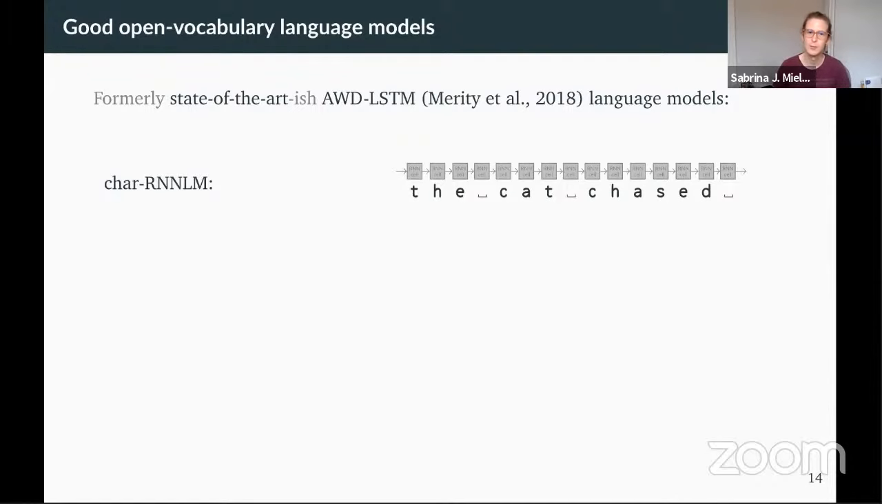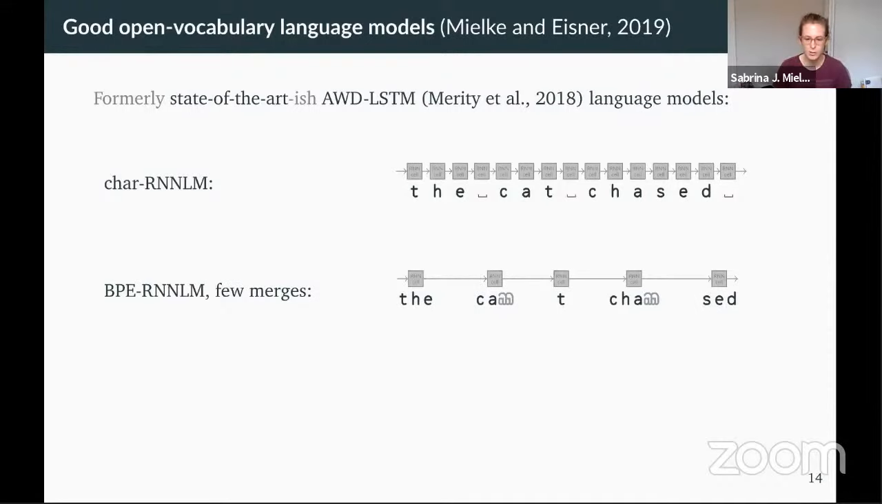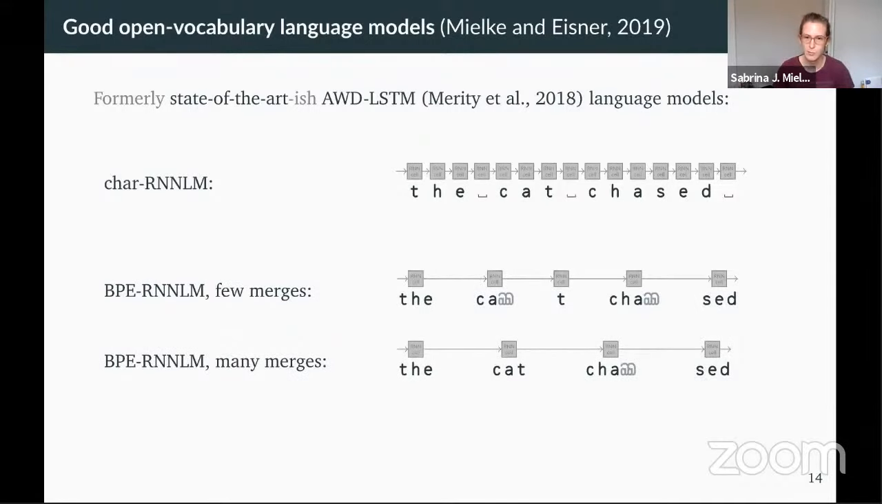We tested some vocabulary models. We have a character level model. We have a BPE level model. We have another BPE level model. And you might say, what's the difference? The difference is that we can control with BPE the number of merges, and that kind of lets us interpolate between a word level model and a character level model.